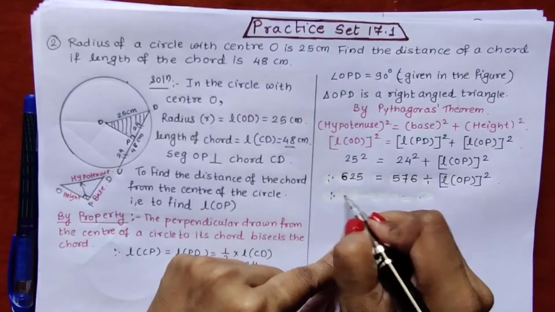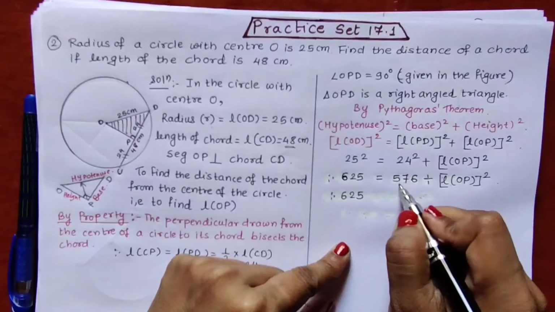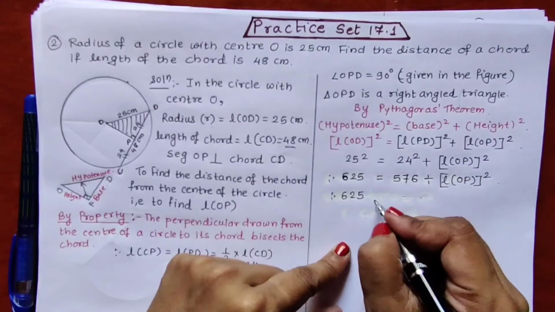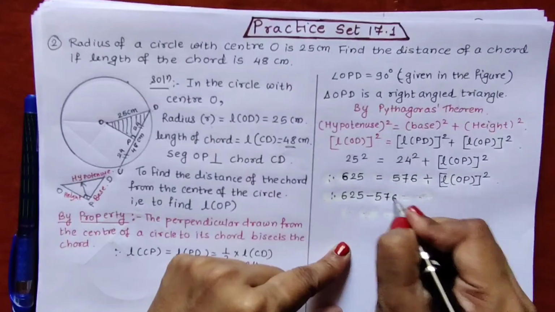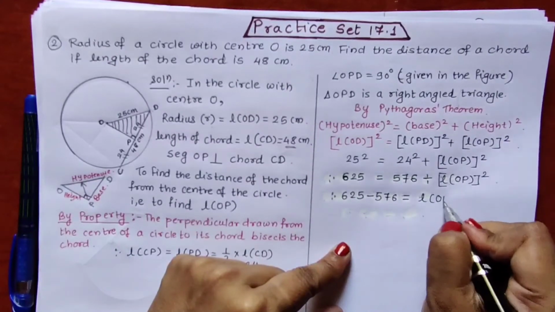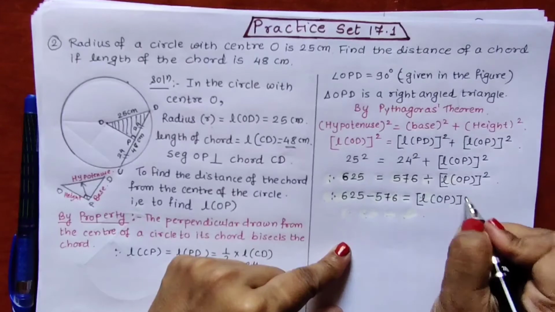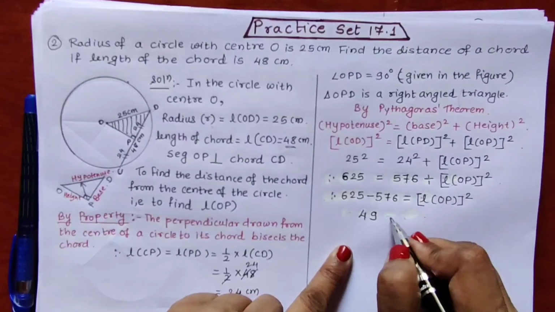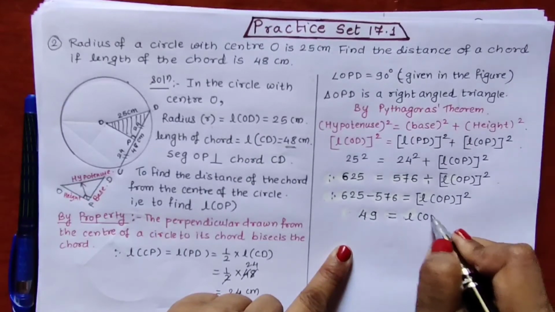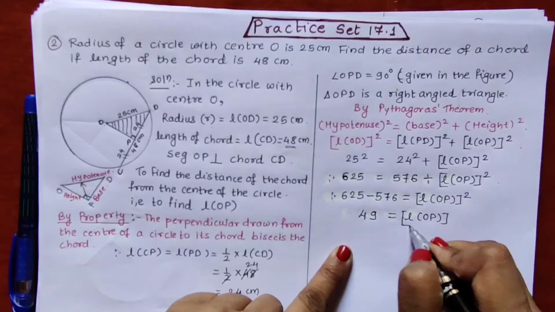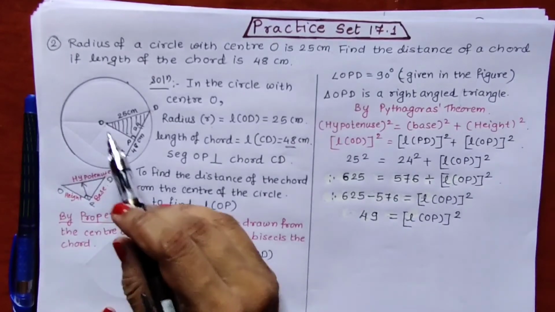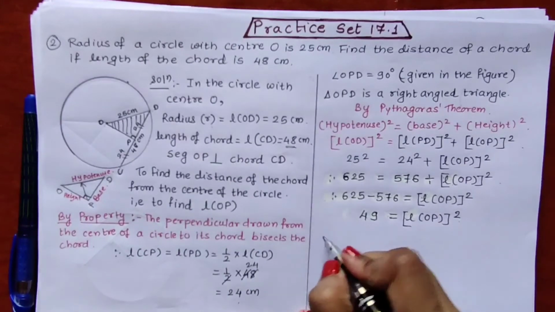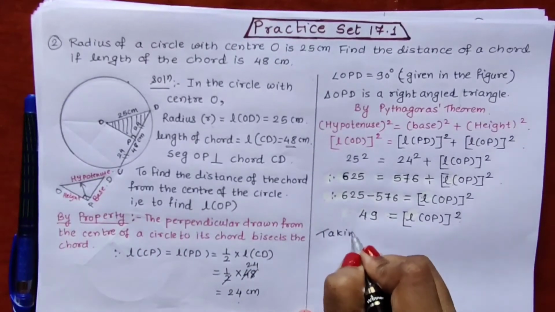Now this 625 I am going to write as it is. I will transfer this 576 from the right hand side to the left hand side. It becomes minus 576, equal to length OP square. Now 625 minus 576 is 49, which is equal to length OP square. Now see children, we have to find the length of OP only, but we are getting OP square. So what do we have to do? We have to take the square root of both sides.